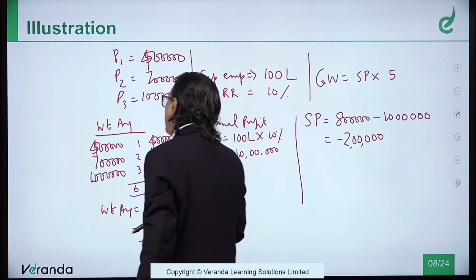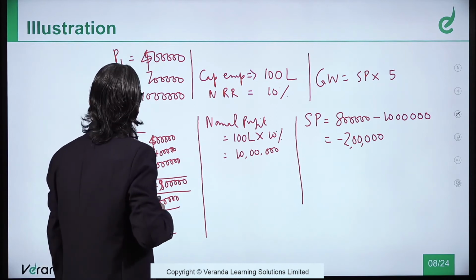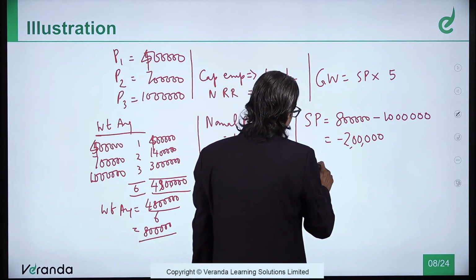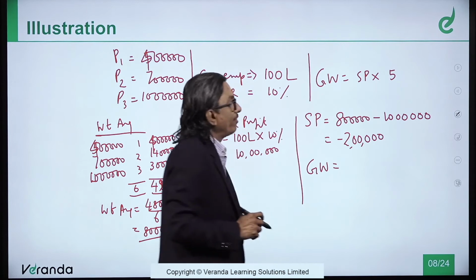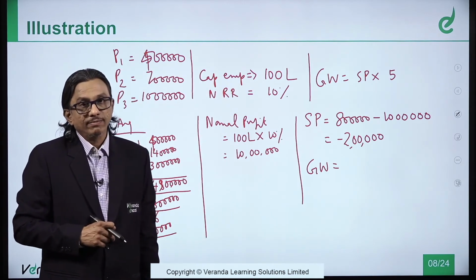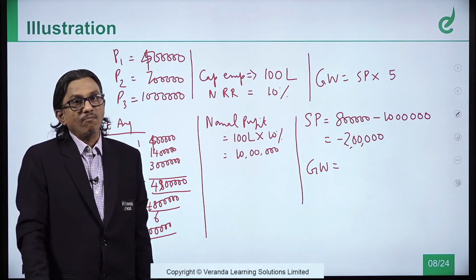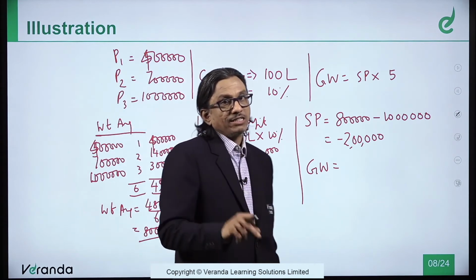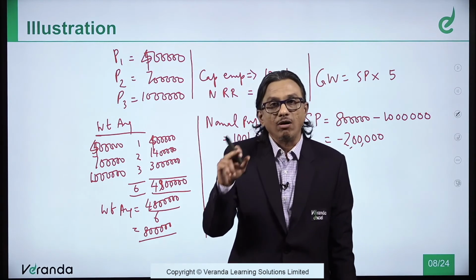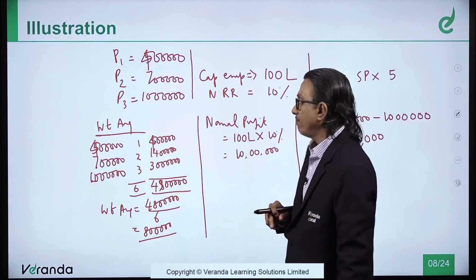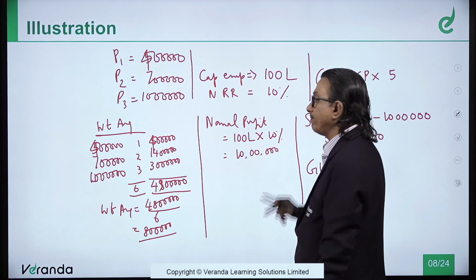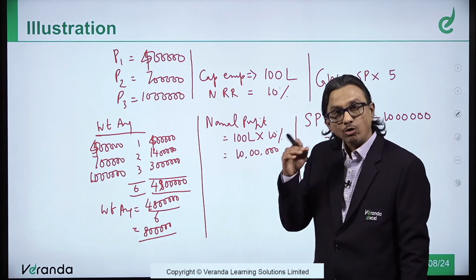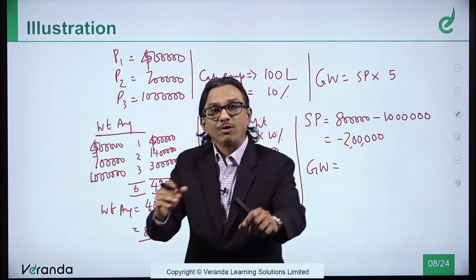What is the value of goodwill? Goodwill is equal to super profit multiplied by 5. What is the super profit? Minus 2 lakh. That means this business is not making super profit at all. When other businesses are making a profit of 10 lakh, your business is making an average profit of 8 lakhs only. That means you are not making good profits. You are not making better profits.